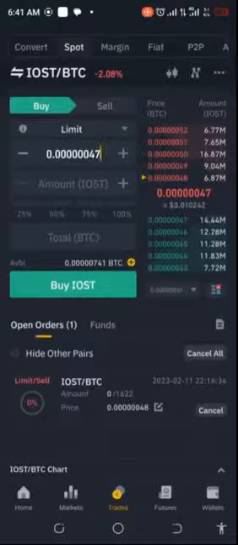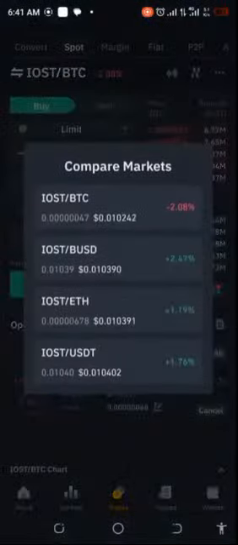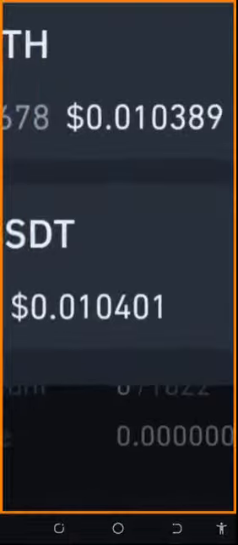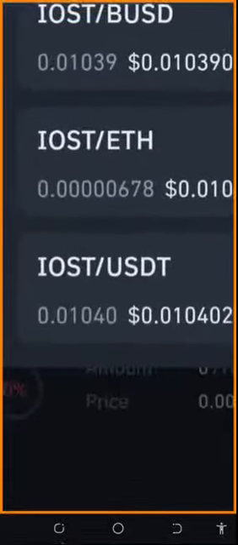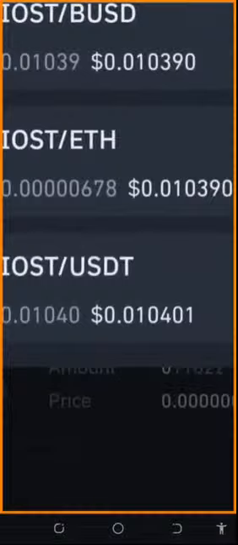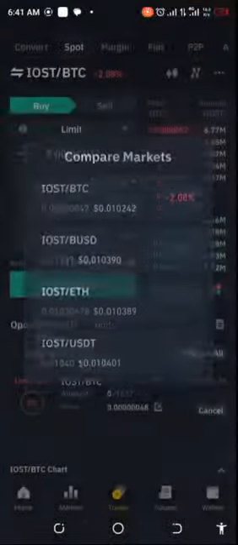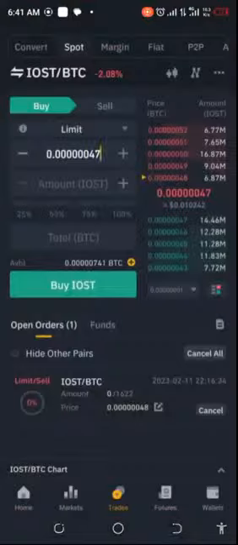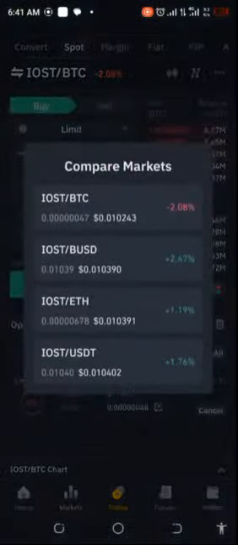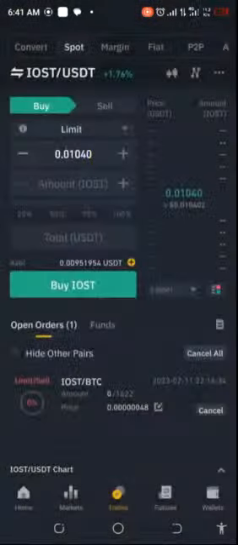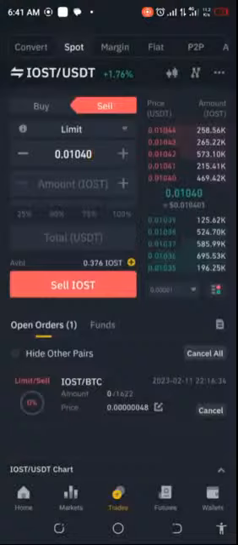Okay, so let me go and check the compare markets. Yeah, look at it, IOST USDT is actually 0.0104. So at this time, we can employ the boomerang strategy, where we'll do the sellback. We'll just check and see if this is going to give us some profit. So let's put it there and simulate first. Let's click on sell. All right, as long as we're still having that, because we bought it at 0.0103.